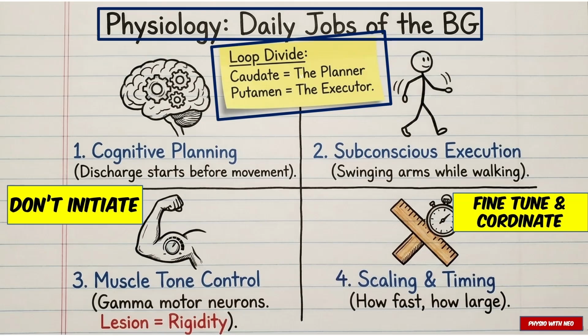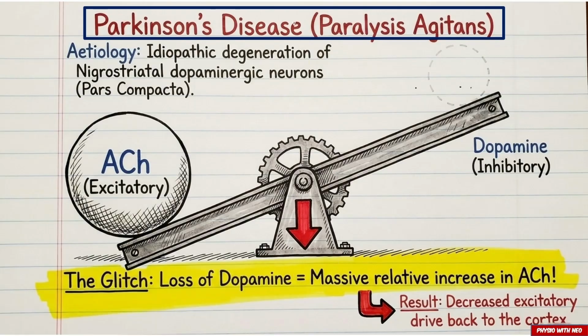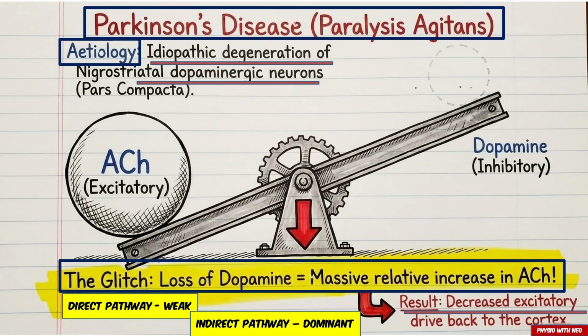Now comes the most frequently asked pathology. Parkinson's disease results from degeneration of dopaminergic neurons in the substantia nigra pars compacta. This decreases dopamine and leaves acetylcholine relatively overactive. As a result, there is decreased excitatory drive back to the cortex. So the direct pathway becomes weak and the indirect pathway becomes dominant. The final outcome is reduced movement, which explains the classical features of Parkinsonism. In university examination, always mention the physiological basis: loss of dopamine causes excessive inhibition of movement.